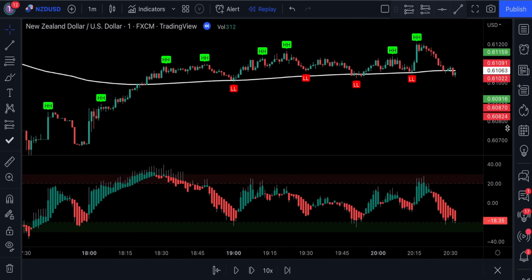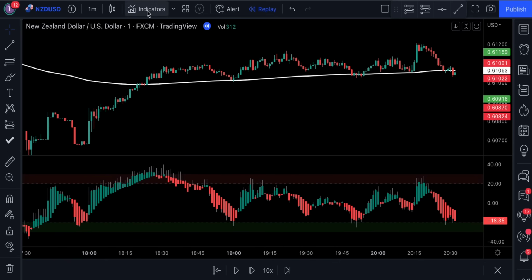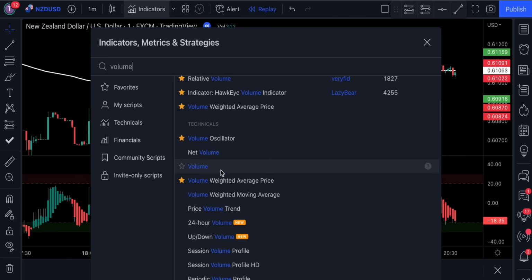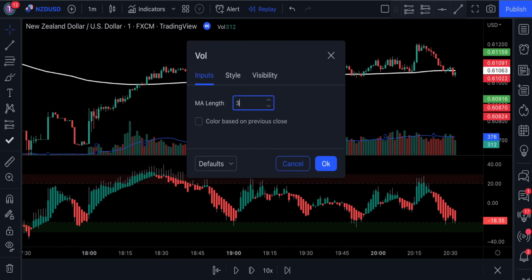The only thing you need to do is to get rid of the higher high lower low strategy and add a simple volume to the chart. In the style section, enable the moving average and set its length at 30.